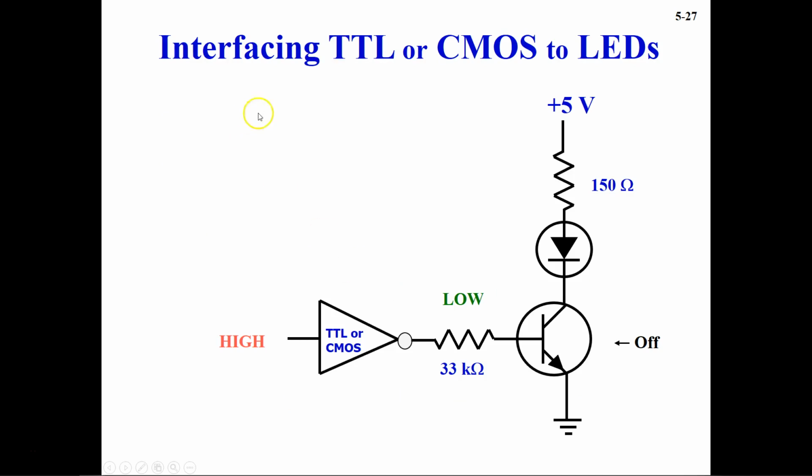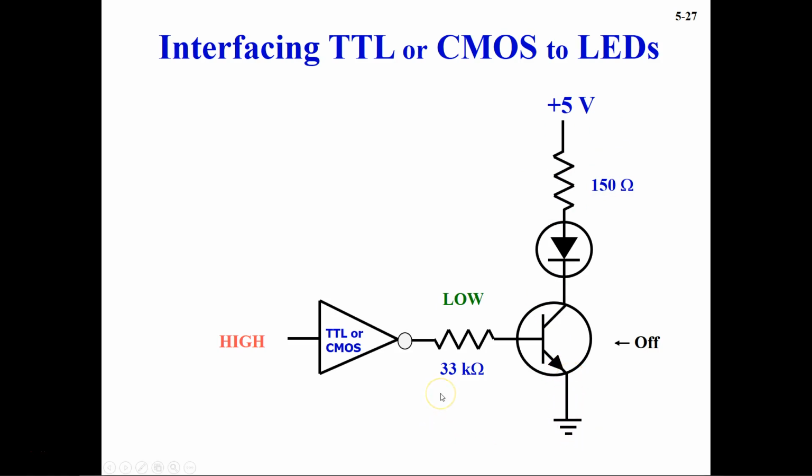Now next we have interfacing the TTL or CMOS to an LED. So you see here this is the TTL inverter, or you can use CMOS here. In this particular case, the CMOS or the TTL is connected to the 33 kilo ohm resistor, and then further to the transistor, and then there is an LED connected here, and then a further 150 ohm resistor is connected to the supply, and then the emitter side of the transistor is grounded.